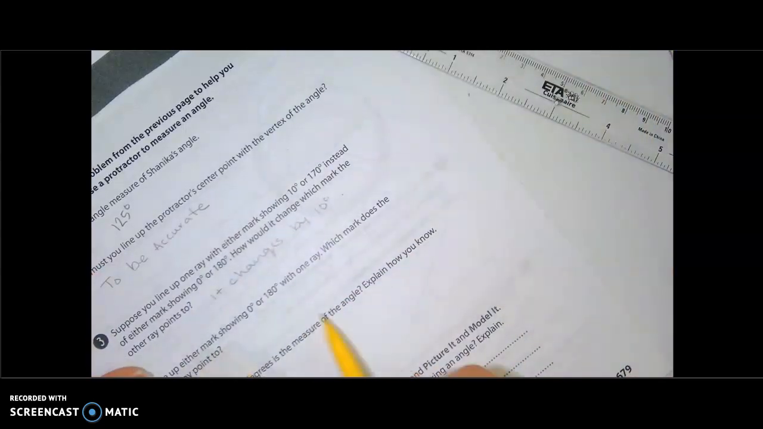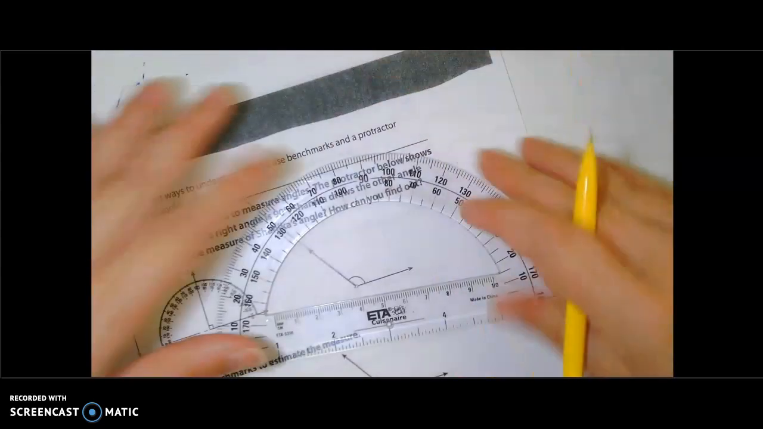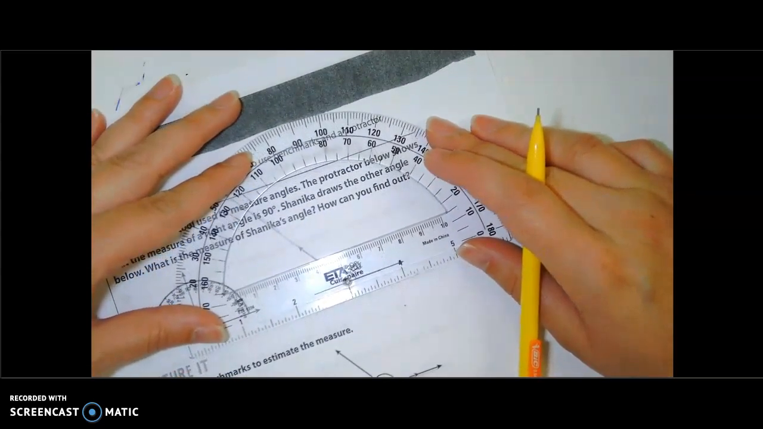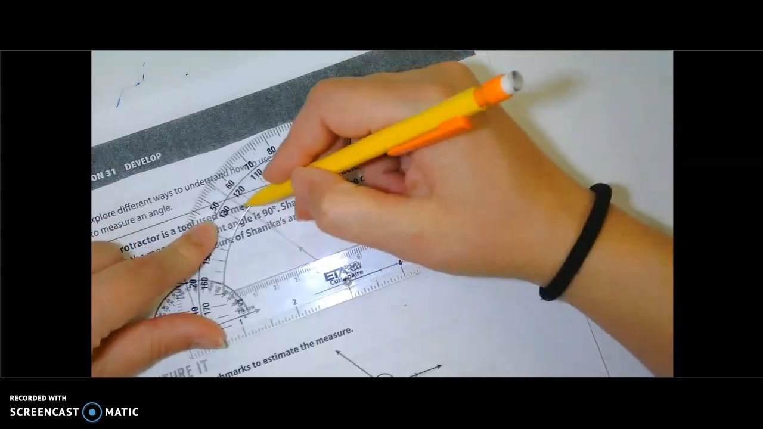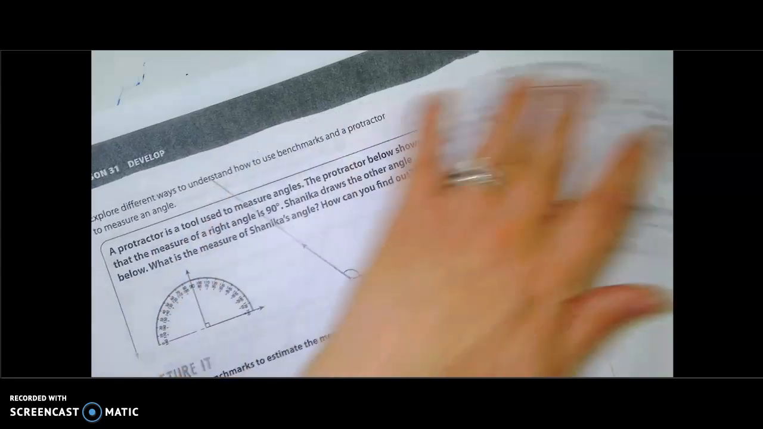So if we line up either mark showing, what does the other ray point to, and that's that 125 degree mark. If you're wanting to double check, again, we're putting this in here, lining it up with the 0, and we are at about 125 degrees with my extended line there.